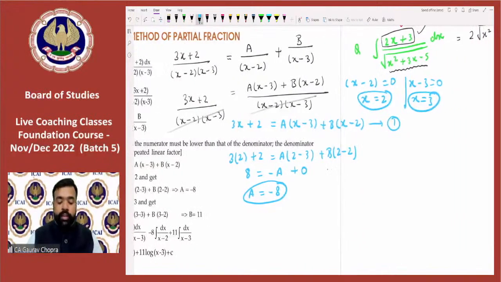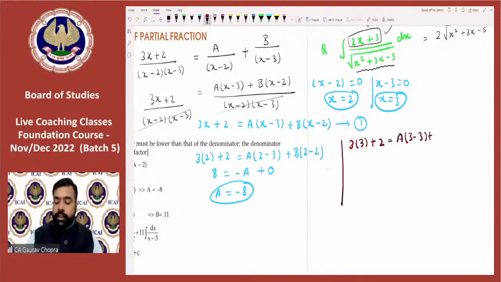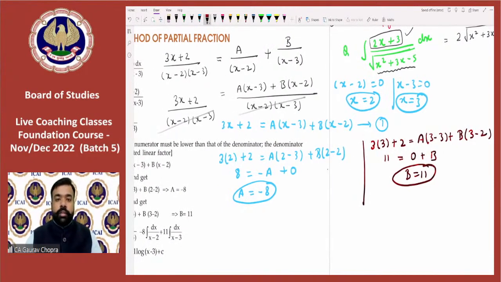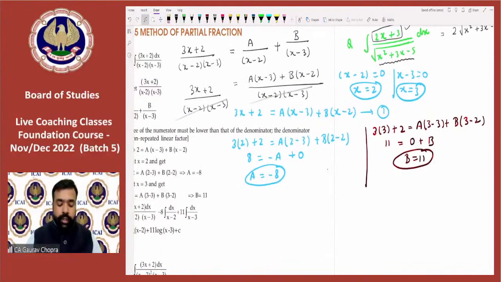So we have taken out the value of a. Similarly, we can get the value of b as well. So let us input 3. 3 multiplied by 3 plus 2 is equal to a times (3 minus 3) plus b times (3 minus 2). Now how much are we getting? 11 is equal to 0 plus b. So the value of b becomes 11. Value of b is equal to 11.